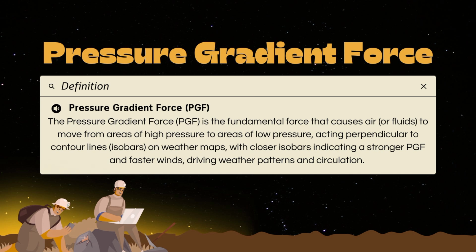The pressure gradient force, or PGF, by definition, is the fundamental force that causes air or fluids to move from areas of high pressure to areas of low pressure. It acts perpendicular to the contour lines, or isobars, on weather maps, with closer isobars indicating a stronger PGF and faster winds, driving weather patterns and circulation.